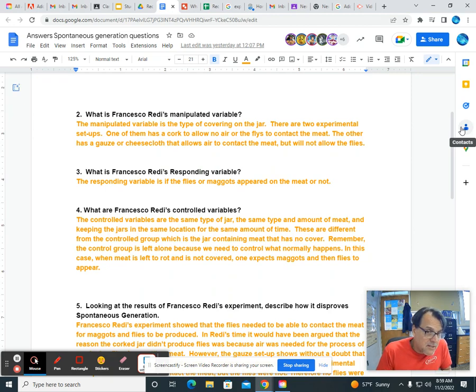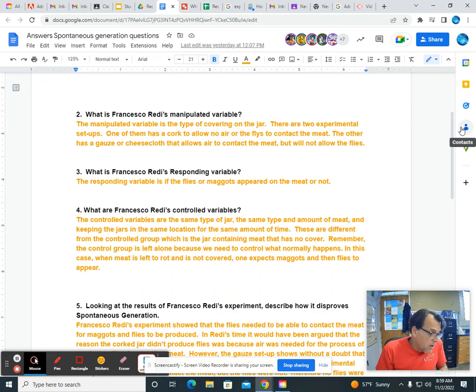So to prove that, his manipulated variable was he stoppered one of the jars with cork, and so the flies couldn't get to the meat, and also air couldn't get to the meat. And people would have said, well, wait a second, of course, it's not just the rotting meat, but it's the air that helps cause spontaneous generation. And so Francesco Redi had a third setup, a third manipulated variable, where he put gauze over the top of the jar. And so in that setup, the flies could not touch the meat, but the air could touch the meat.